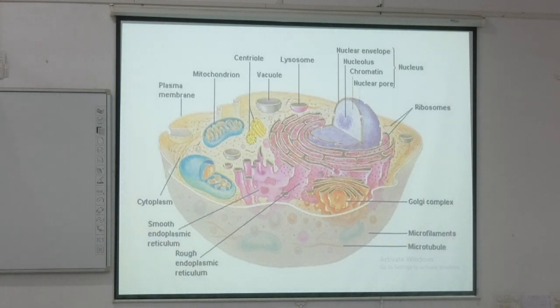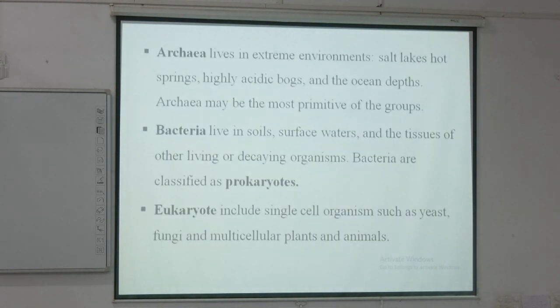Now, this is a general diagram. What is a cell? A cell is a structural and functional unit of life that contains many organelles: mitochondria, Golgi apparatus, lysosomes, vacuoles, and many other things. Okay, we will discuss them later. Archaea live in extreme environments, and this kind of stuff, unicellular organisms. Firstly, we discuss the eukaryotes and prokaryotes.